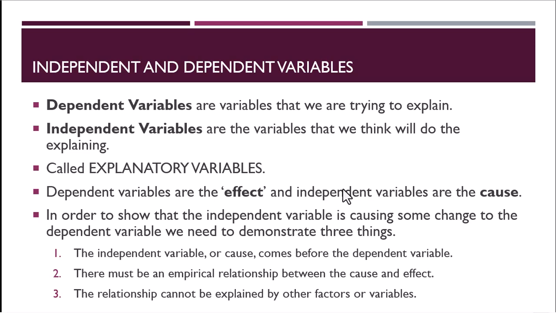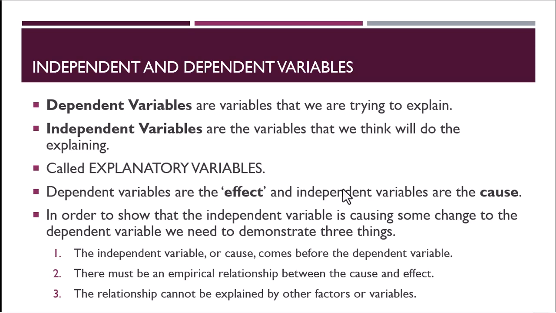So if we're thinking about a cause and effect, the independent variables are going to be the cause and the dependent variables are going to be the effect. The independent variables are what are going to cause some sort of change we see in the dependent variables. And so we're always looking for the independent variable to come first so that it can cause some sort of change to our dependent variable.